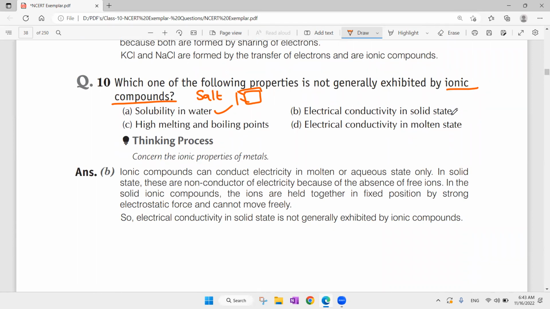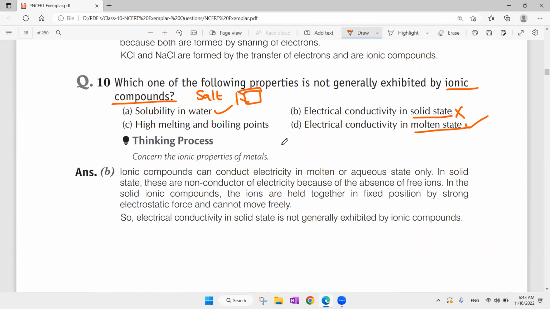Electric conductivity in solid state, no, it cannot conduct electricity in solid state. Only it will conduct electricity in molten state. The same point is there in your textbook also. So this one is correct, this one is wrong. High melting and boiling points, yes, it requires a huge amount of heat energy to split the molecules.